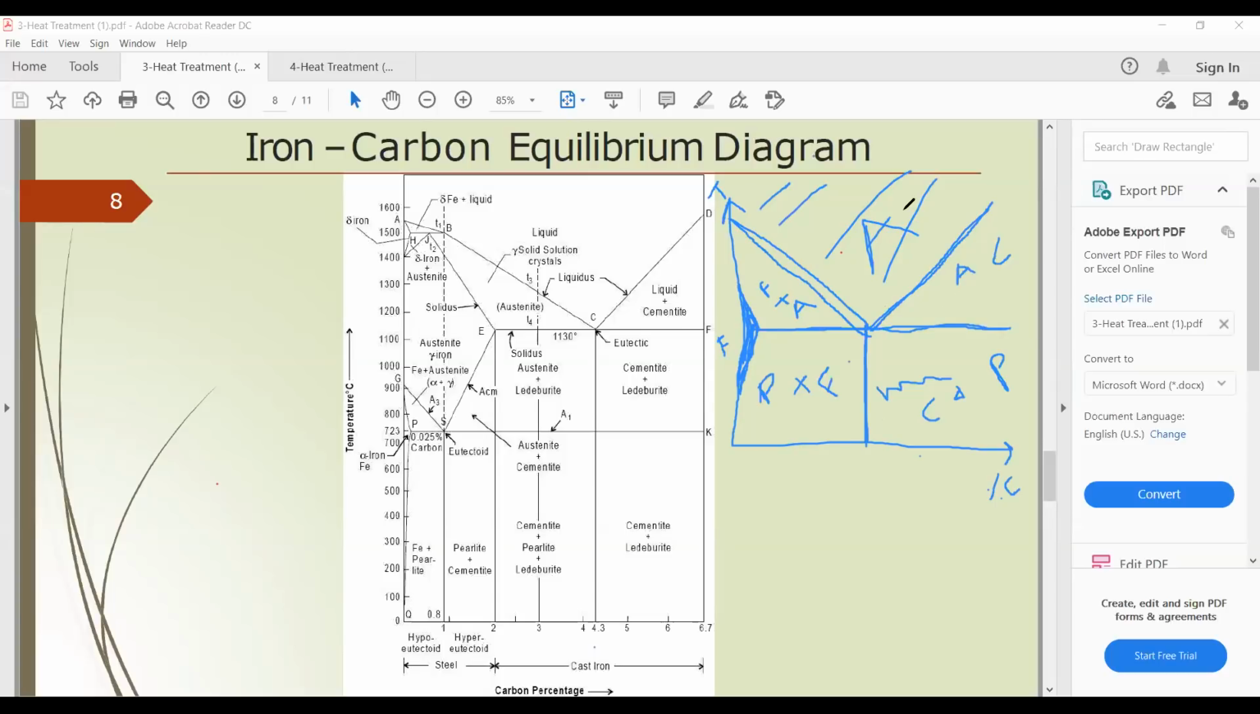Above this line, austenite. Below this line, pearlite. So here, pure austenite. Here, pure ferrite. Here, ferrite plus austenite. Austenite plus cementite. Here, cementite plus pearlite. Here, pearlite plus ferrite. These are the 5 main constitutions indicated on the iron-carbon equilibrium diagram. So the graph that is drawn here is important. If you need, note it down.